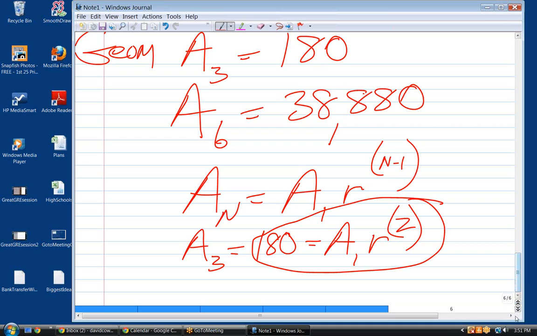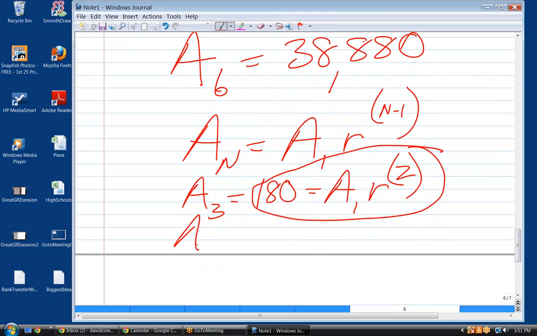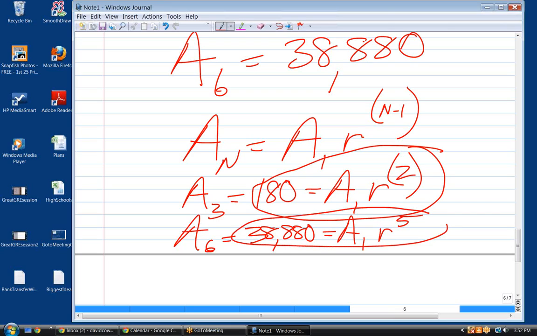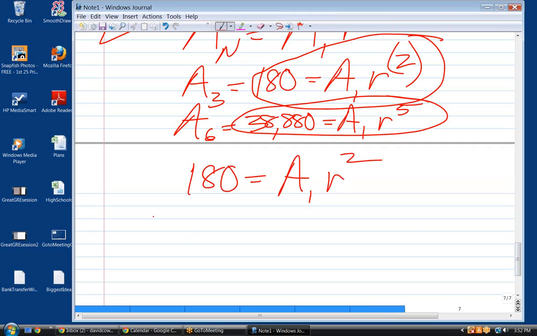Second equation: a sub 6 equals 38,880. Well, that's also equal to a sub 1 times r to the 5th, based on this equation. So now I have 2 equations and 2 unknowns, and I can solve. Anytime you give me 2 equations and 2 unknowns, I can solve it.